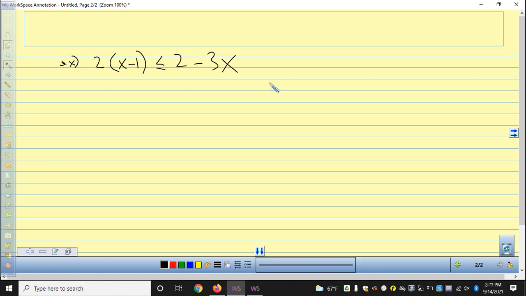So what's our first step here? Distribute. We have these parentheses, so we want to distribute. So when I distribute, I get 2x minus 2 less than or equal to 2 minus 3x. I don't need to clear any fractions. We've already distributed. I don't have any like terms that I need to combine on one side of the equation or the inequality. And I'm going to write over here just in parallel, just to remind us, if this was an equation, we would do the same step first.